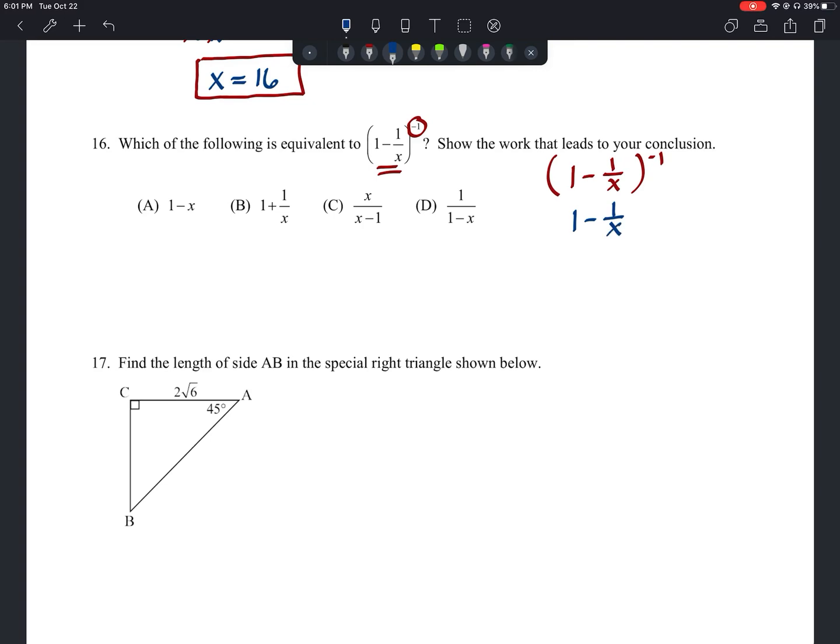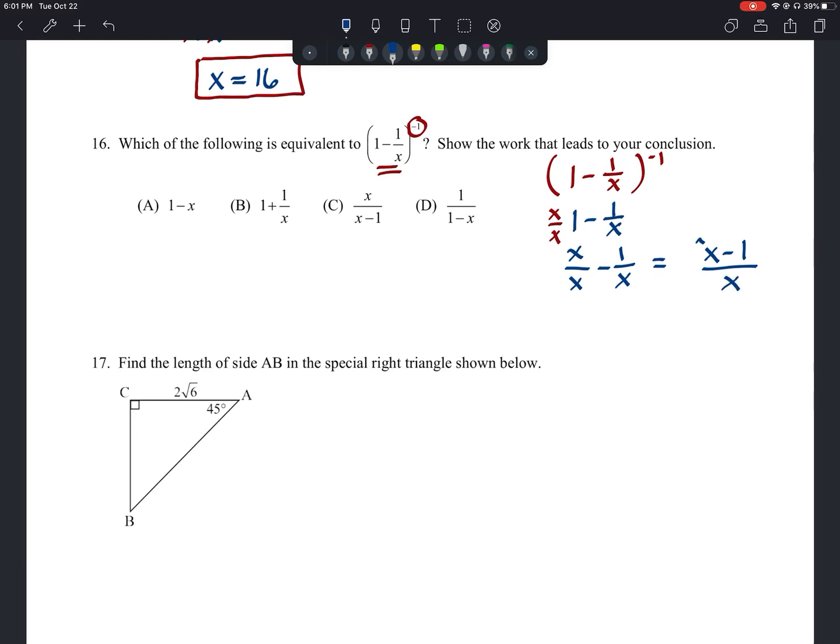If I wanted to combine this and make it one fraction, I need to have a common denominator. So in this case, I'd have to multiply the 1 by an x over x. When we do that, I have x over x minus 1 over x, which if we combine that as one fraction, is x minus 1 over x.